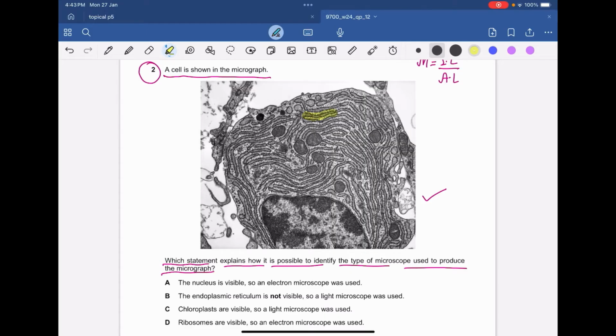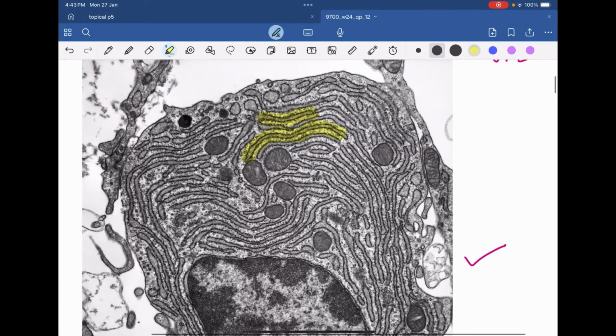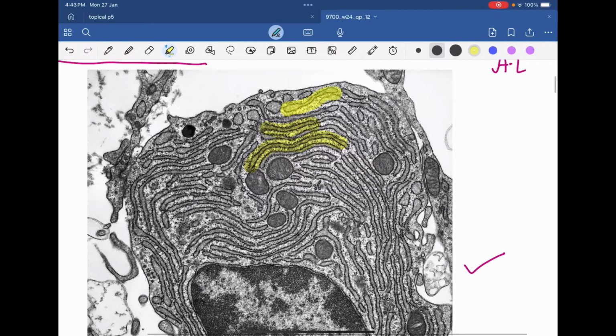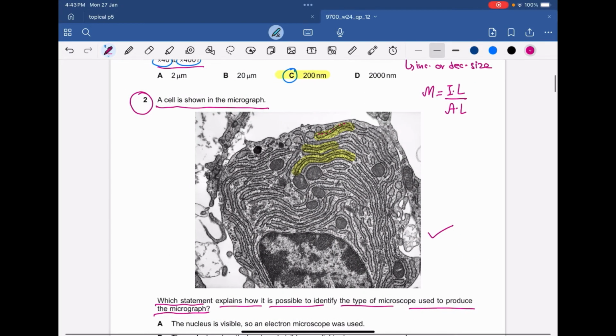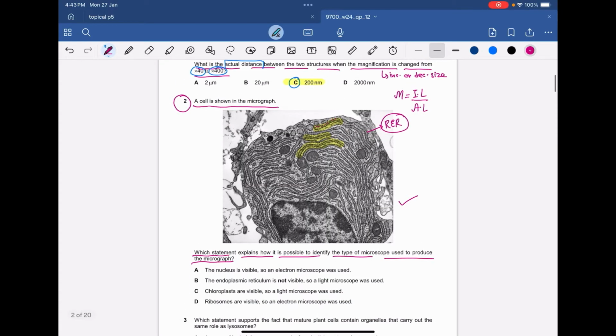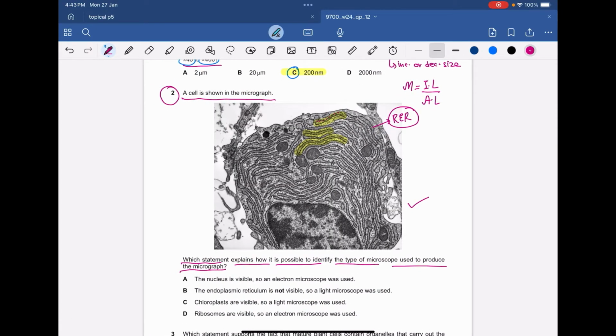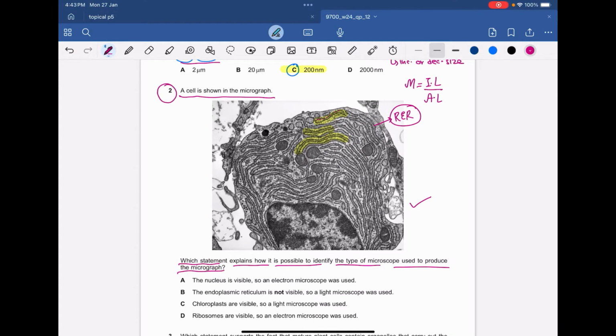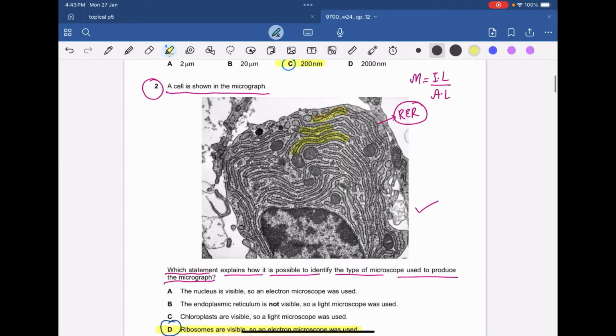These structures are the rough endoplasmic reticulum. If you zoom in and look more closely, you can see small dots, which are the ribosomes. So this is the rough endoplasmic reticulum, which has the ribosomes as well. And we know that the rough endoplasmic reticulum is visible only in the electron micrograph. So option D is our correct answer: ribosomes are visible, so an electron microscope was used.